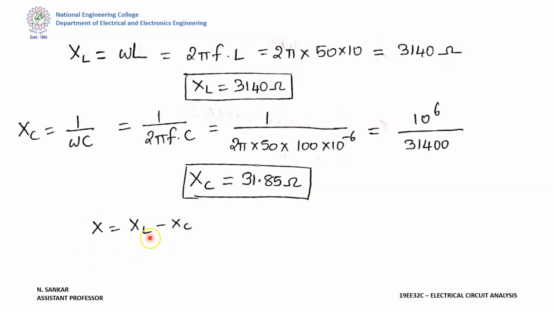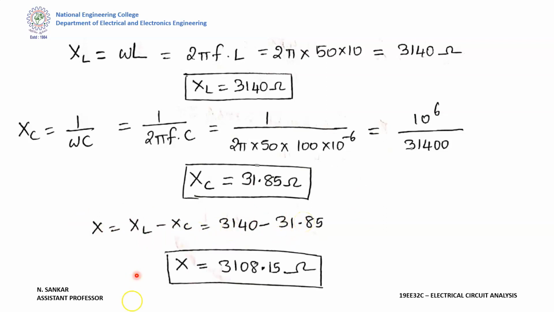So X is nothing but XL minus XC. So now go for subtracting the XL and XC. Okay, so the value of X is 3108.15. So either you can substitute the direct value of X here, or you can simply substitute the values and subtract the XL and XC here. Okay, so I am going to use the formula just for your understanding.